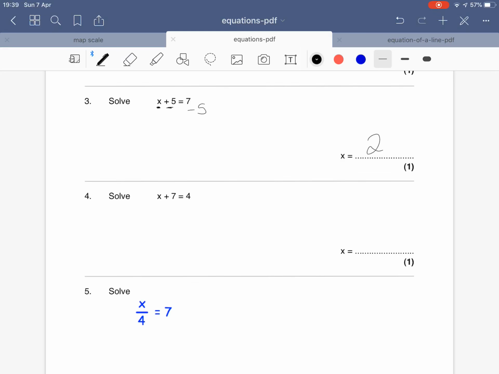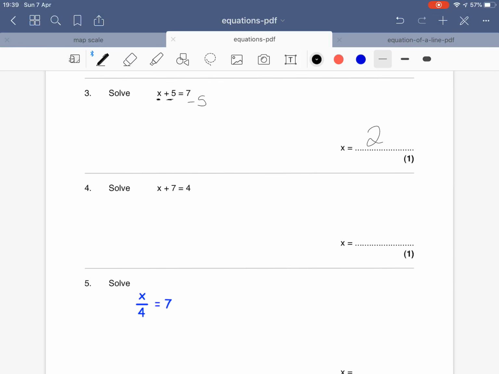Same with this one. I've got something plus 7 is 4. So I've got a number, and then I add 7, and I'm left with 4. So this is going to be a negative number, okay? So we're going to do the opposite of adding 7. So I'm going to take away 7. I've got 4, I'm going to take away 7, and I'm left with minus 3.